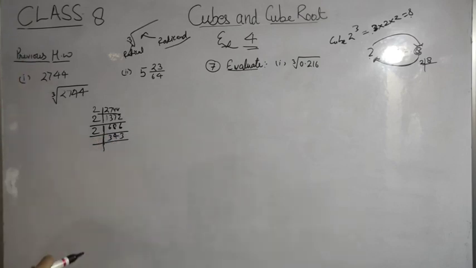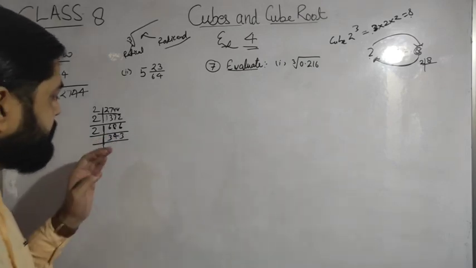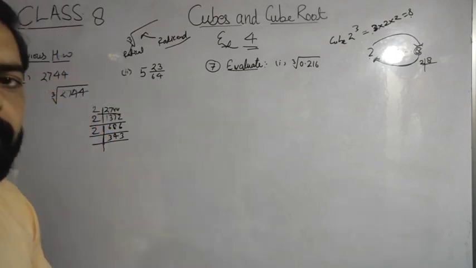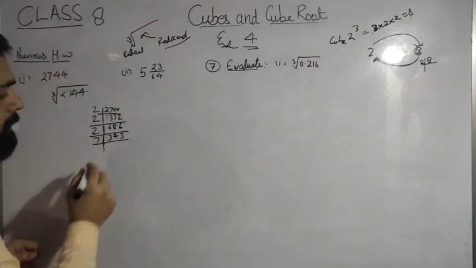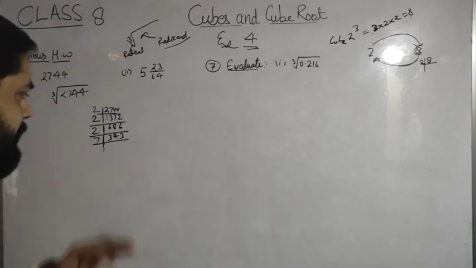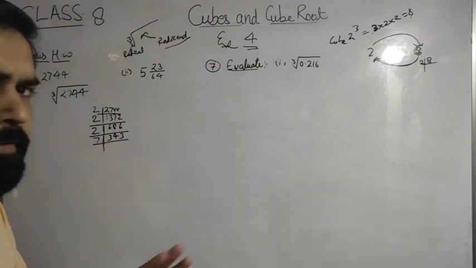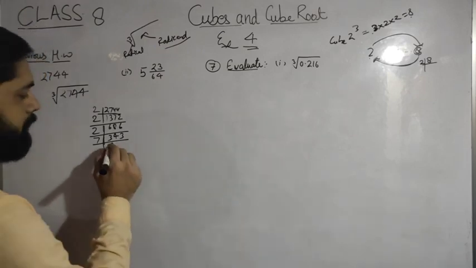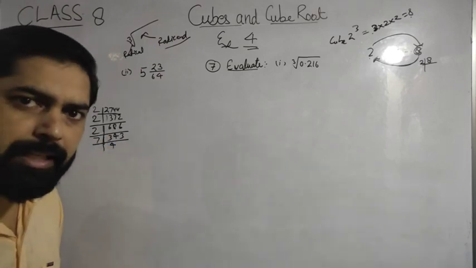So this number is not divisible by 3. This is not divisible by 5. So we check 7. Yes, this is divisible by 7. 7 eights are 56, 7 fours are 28, 7 fives are 35, 7 fours are 28.